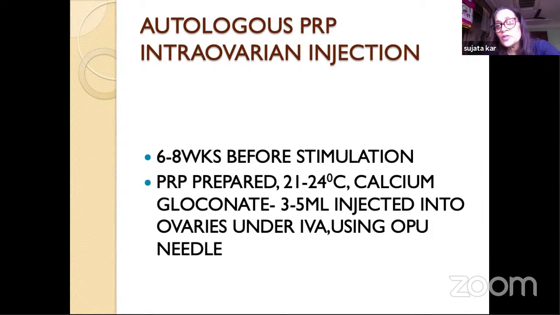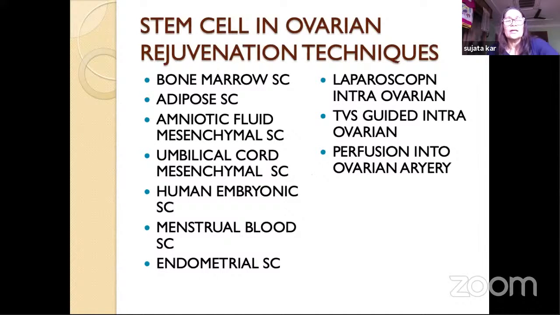The common one which we are doing, which has gained popularity, like I mentioned, is the autologous PRP intraovarian injection, typically 6 to 8 weeks before stimulation. PRP is prepared and between 21 to 24 degrees, calcium gluconate, etc. is added. 3 to 5 ml is injected into the ovaries. It can be used, of course, ultrasound guided, even laparoscopic guided.